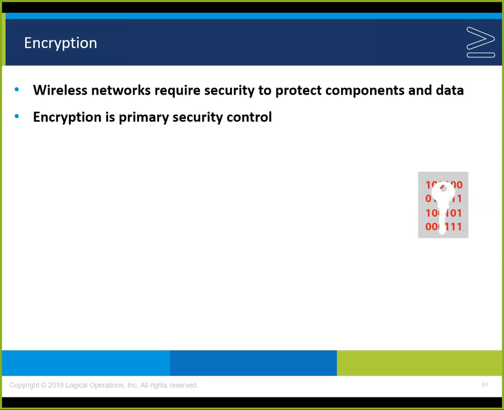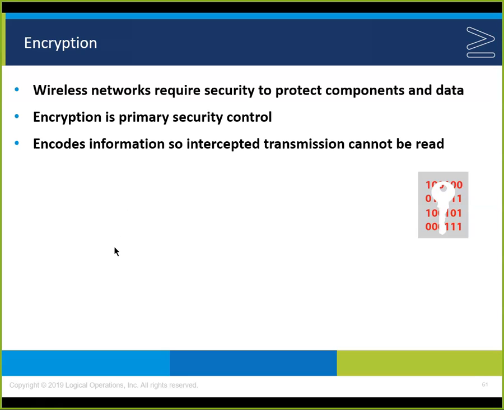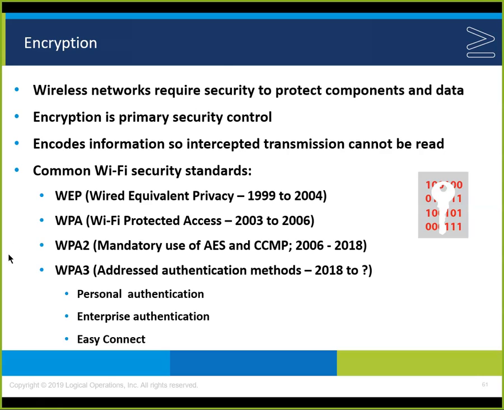Wireless requires security to protect the components and the data. Encryption is going to be the primary security control. It encodes the information so that if it's intercepted, it can't be read. Anything that is encrypted can eventually be cracked. It's just a matter of how much time it's going to take. Common security standards: WEP has been around a long time. It's not secure, and hasn't been secure. You can crack WEP encryption on a busy access point probably in under 5 minutes.